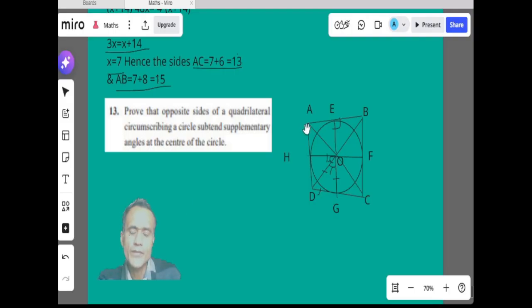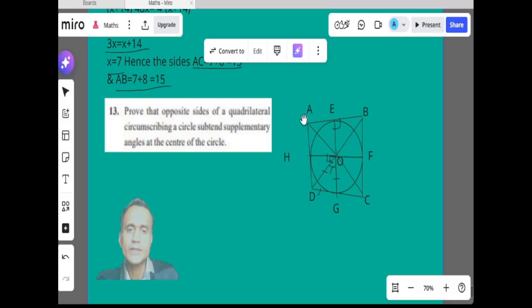We know that the sum of the angles, this complete angle around O, is 360 degrees. Somehow, if we can prove that this angle plus this angle is half of 360, then we will be able to prove that these two angles are supplementary.